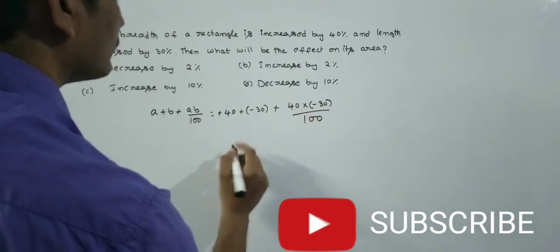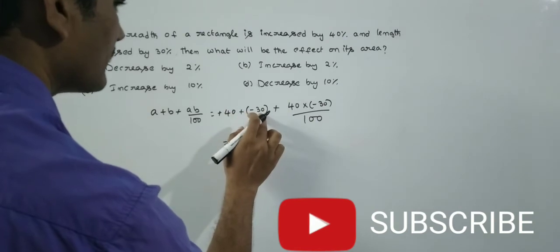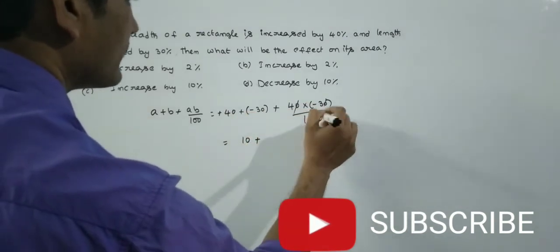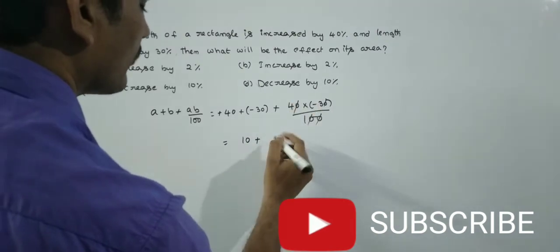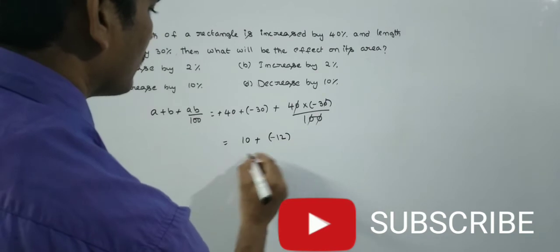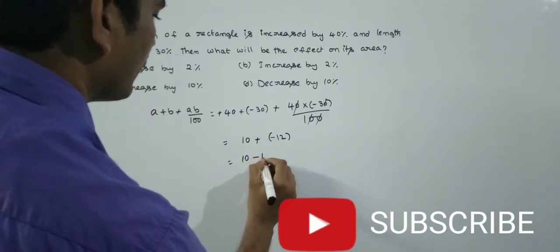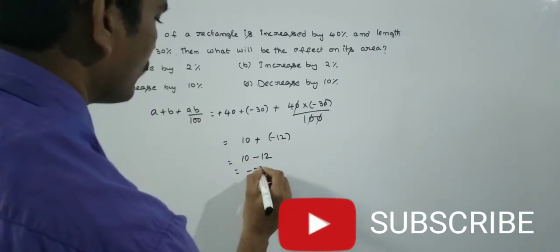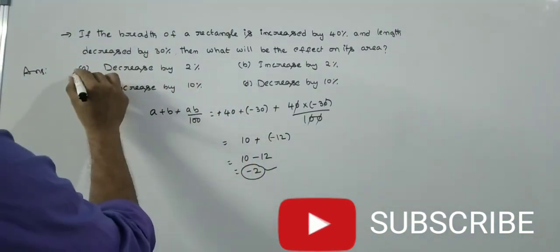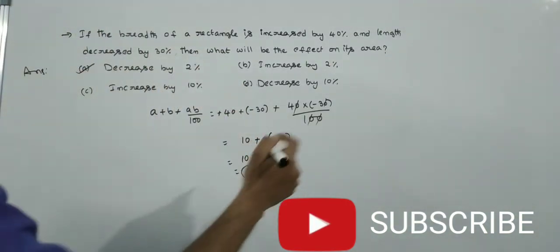See friends, plus 40 minus 30 equals 10, plus 0, 0 cancel, 0, 0 cancel, 4 3s are 12, plus into minus is minus, so minus 12. 10 plus minus 12 equals minus 2. That means area decreased by 2%.